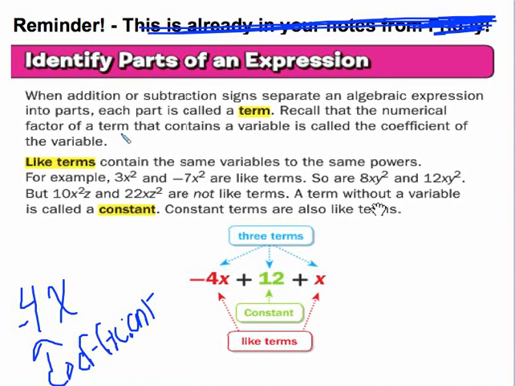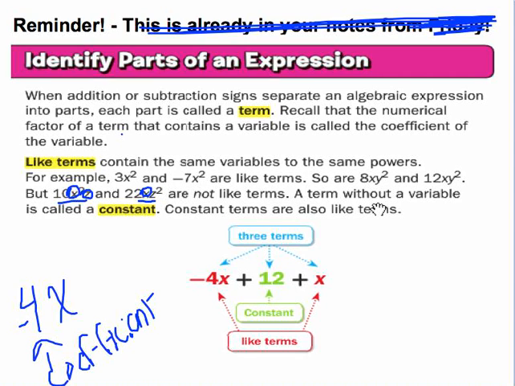And you know that the number portion, like the 12 there, would be your constant term. So like terms contain the same variables to the same powers. So for example, 3x squared and negative x squared are like terms, so are 8xy squared and 12xy squared. But 10x squared z and 22xz squared are not like terms, because in these two terms, the x and the z are not taken to the same powers.